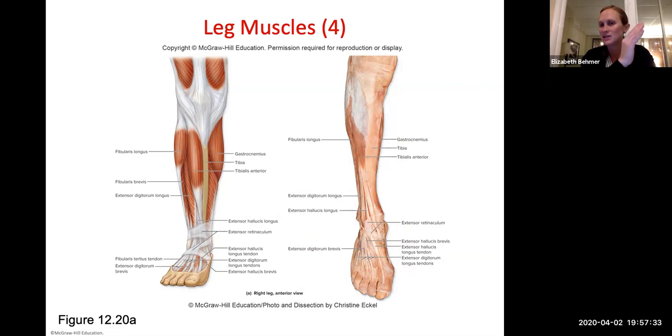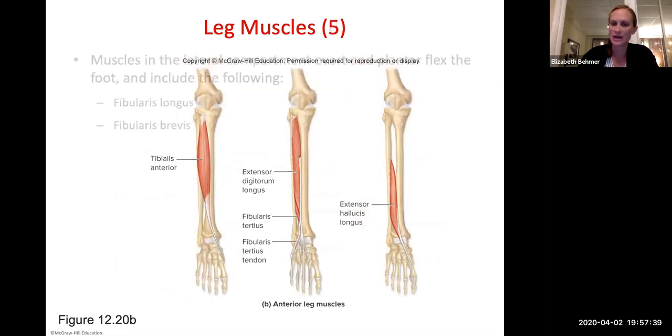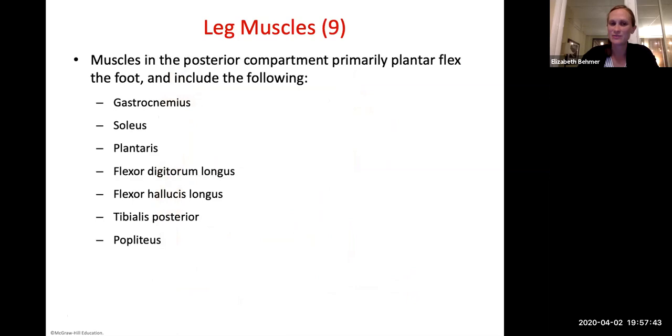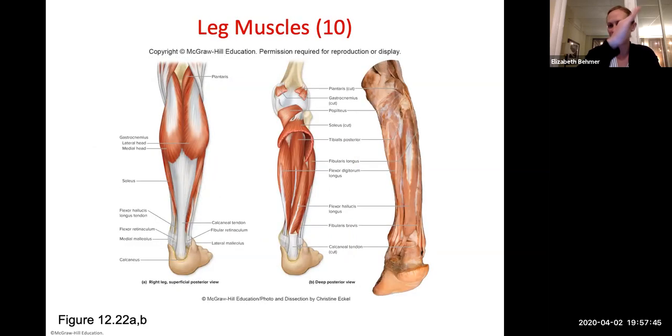So all anterior lower leg muscles do dorsiflexion, and all the muscles on the posterior lower leg, such as this view, will all plantar flex your foot down. Your gastrocnemius, as if you were to do calf raises, those would be your posterior lower leg.